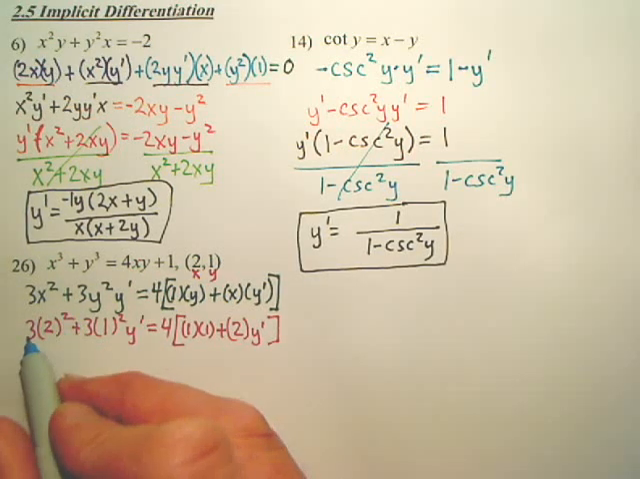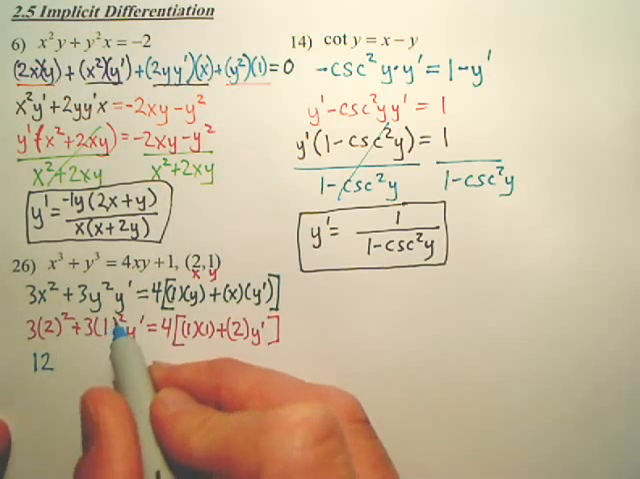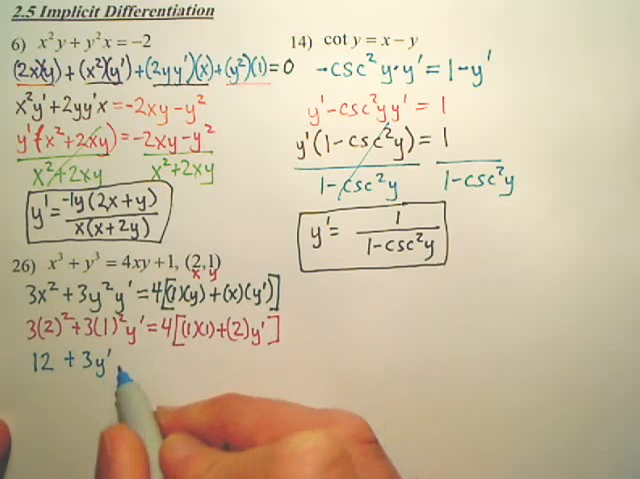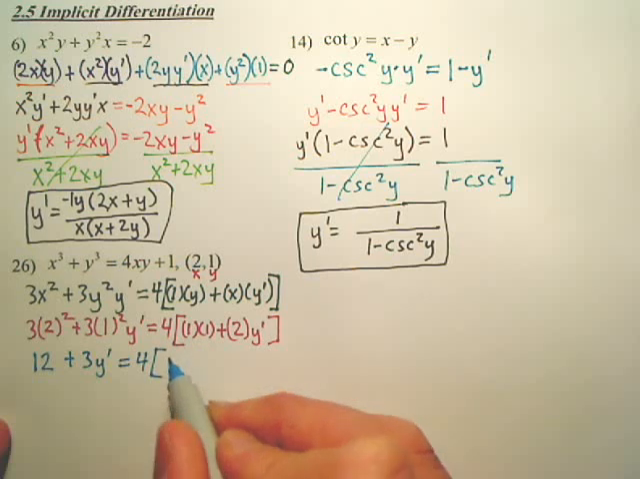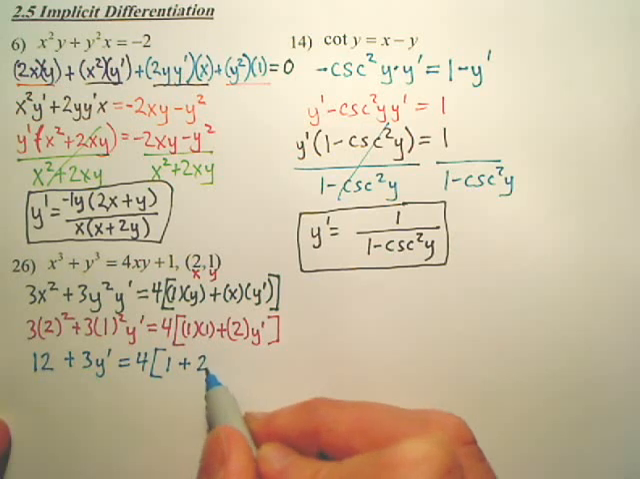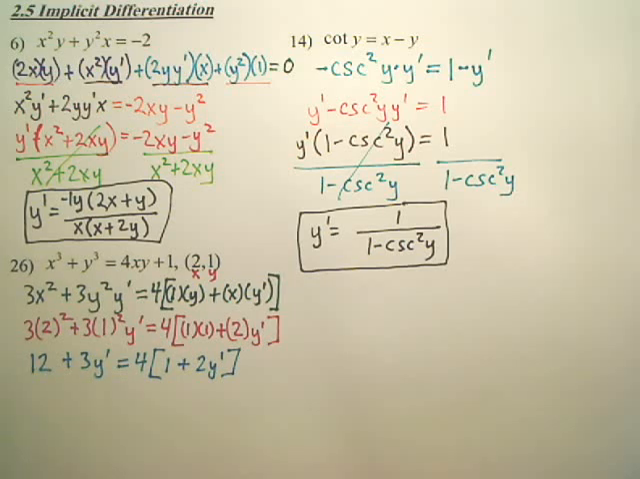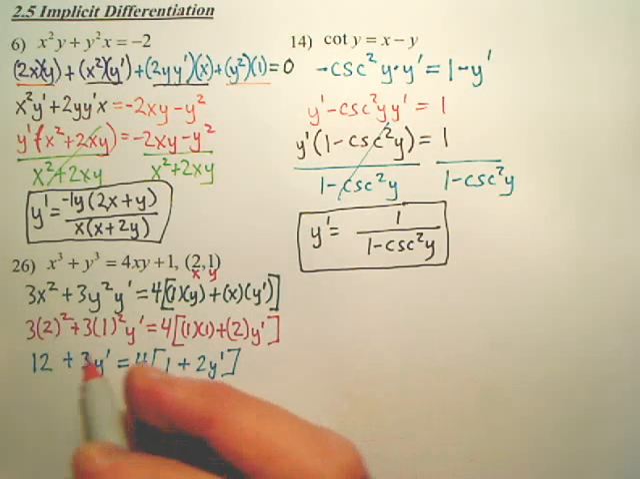2 squared is 4. 3 times 4 is 12. 1 squared is 1. 3 times 1, so that's 3 y prime. We have a 4 outside. That's 1. That's 2y prime. Okay. We're going to get y prime by itself, so the first thing would probably be to distribute this 4.